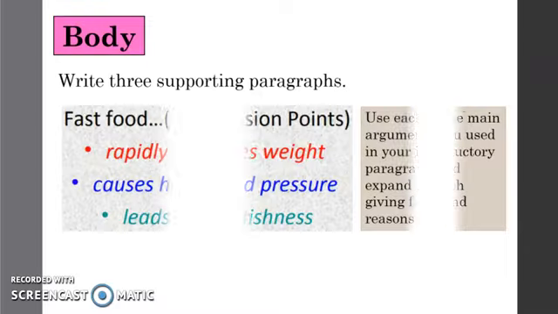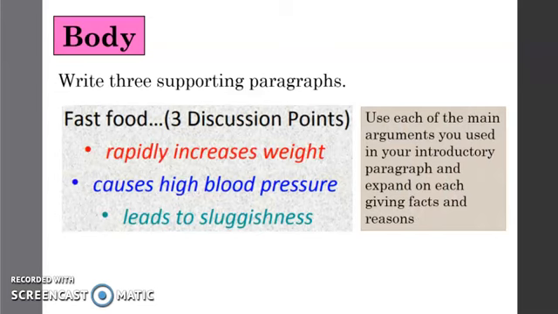Use each of the main arguments you use in your introductory paragraphs and expand each one by giving facts and reasons. In our example, you would write one paragraph for each main point, or discussion point, okay? It could be that you would write one paragraph on how fast food increases weight, one paragraph on how it causes high blood pressure, and one paragraph on how it leads to sluggishness. That's for the body.